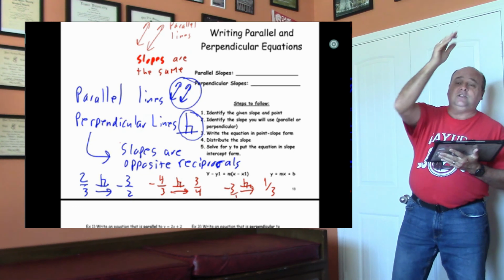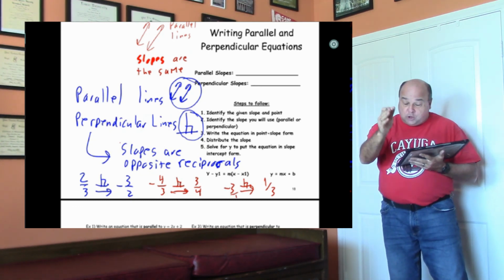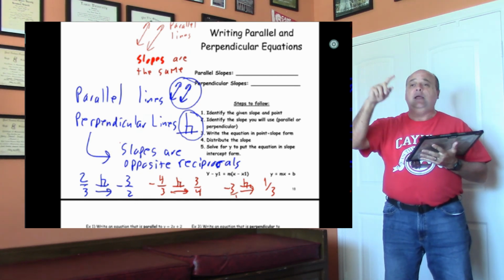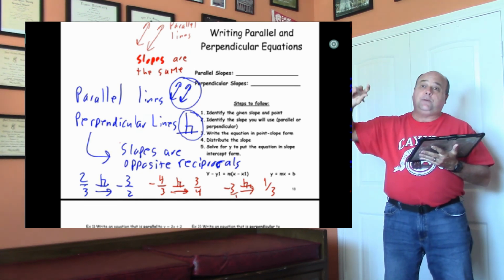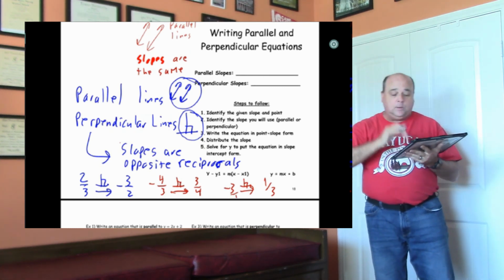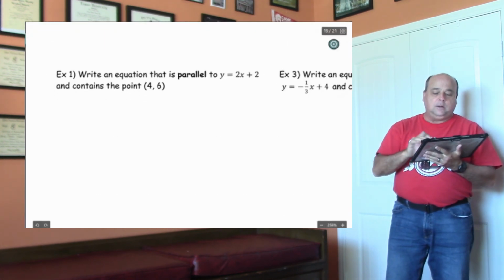Now that you know about the slopes, we can write equations. What you have to be able to do is be given a point and a slope, be told if it's parallel or perpendicular, and write the equation of the new line. That's what we'll be doing. Okay, so let's go over here and we're going to go through these 4 problems.